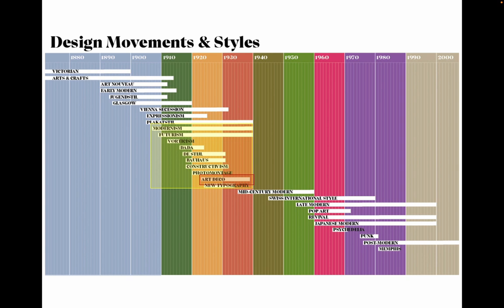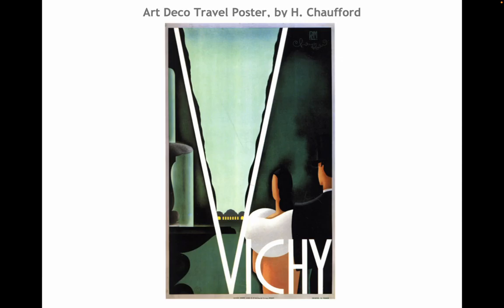As you can see in this timeline, Modernism spans three decades, and today we're going to focus on the later part of this movement. In the 1920s, the Art Deco movement emerged from France and continued into the 1930s. It celebrated travel, speed, and luxury with geometric styling and vivid colors.